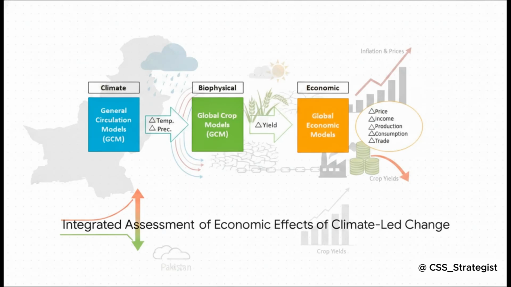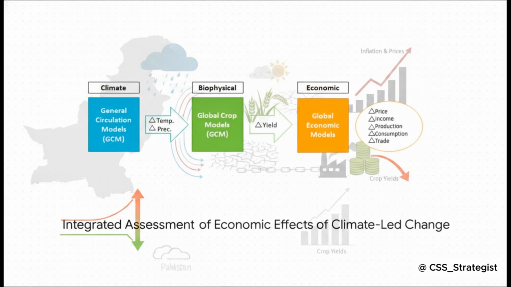This is such a highly relevant theme for your current affairs and economic geography papers. Pakistan is an incredibly climate-sensitive nation. We actually rank 7th on the Global Climate Risk Index. It's fascinating and terrifying to see how physical climate changes, like rising temperatures and shifting precipitation patterns, feed directly into biophysical crop models, which then cause massive shocks to global economic models.